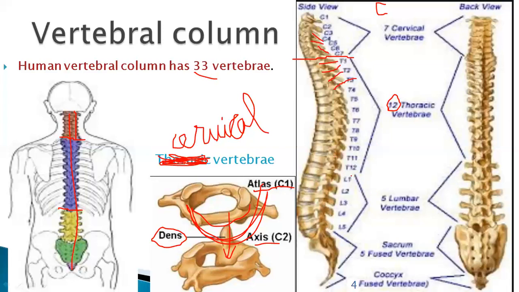Okay, we will go to the next region, that is the lumbar region, and that is present in our abdomen region, and they are 5 in number, from L1 to L5.